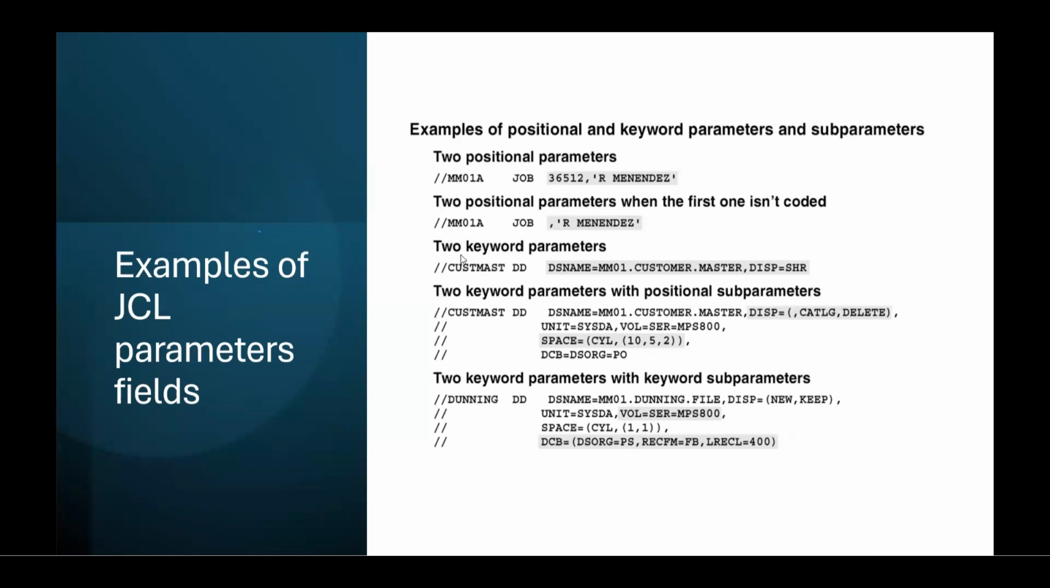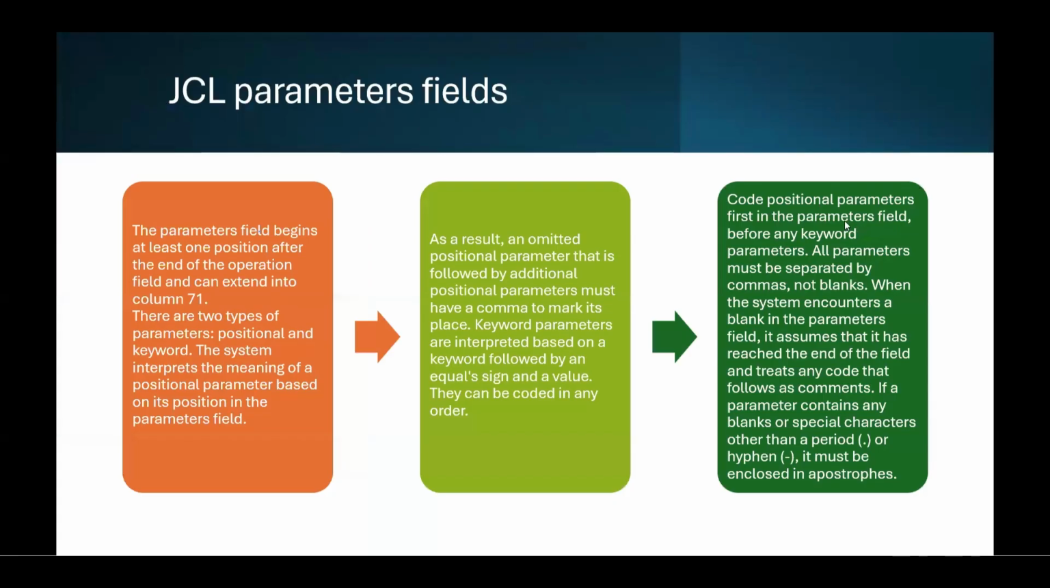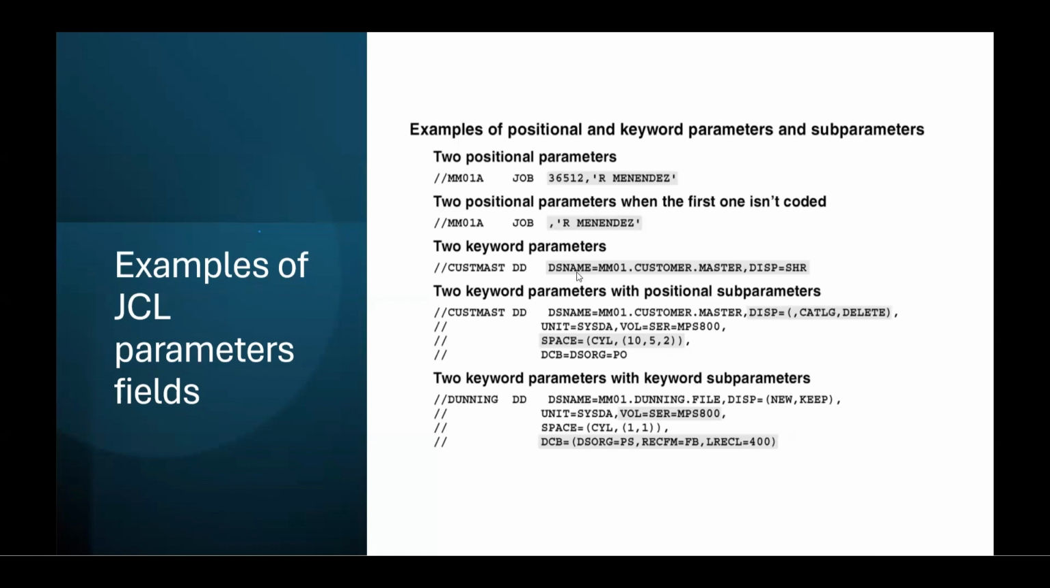So this is the example of a keyword parameter, and this is the example of a positional parameter and the keyword parameter. So this is all about the keyword parameter and the positional parameter. These are the examples: two positional parameters and two keyword parameters.